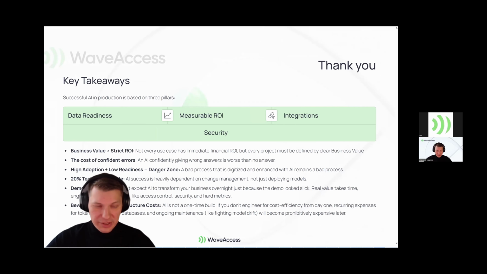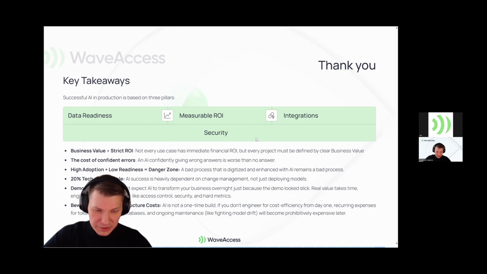Thank you. So to summarize everything, again, the key takeaways which I wanted to cover during this presentation. Successful AI production is based on 3 pillars. It's data readiness. So what is the data? It's measurable ROI. How to measure the business value, measure the ROI, compare ROI, business value, selecting the use cases or tasks. And of course, your chatbot or agent should not only answer, it should actually do the stuff, do the task, optimize the process. It should be integrated with your system infrastructure.